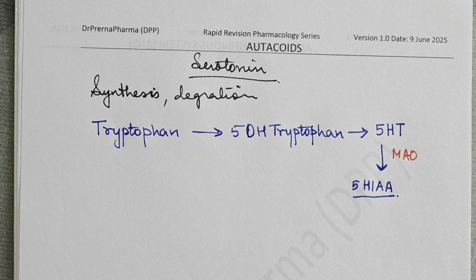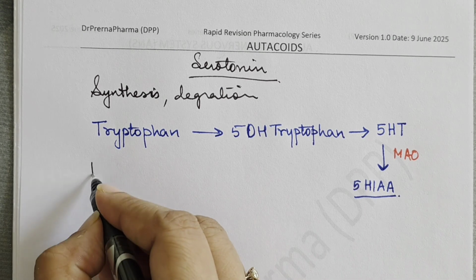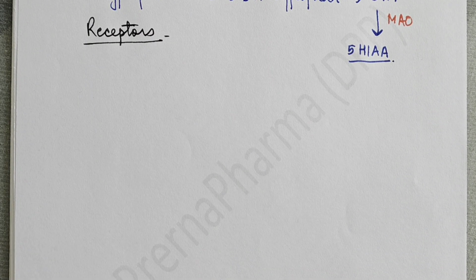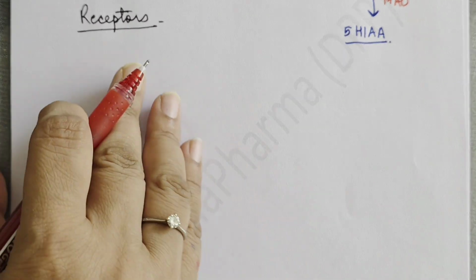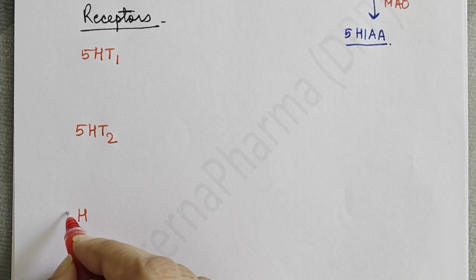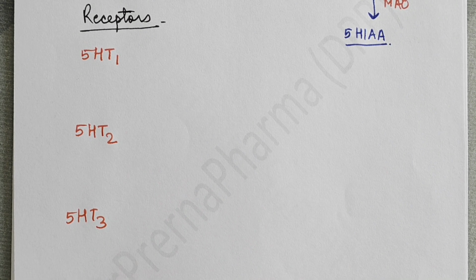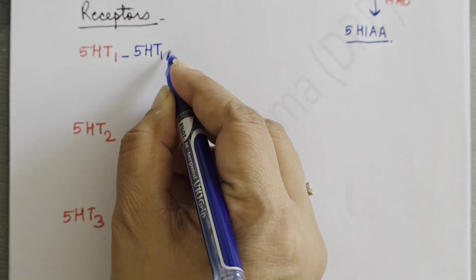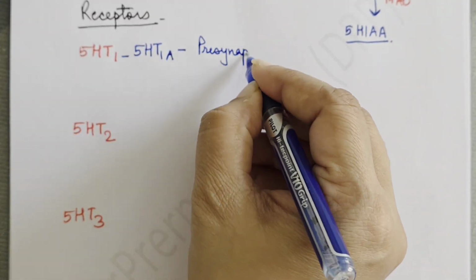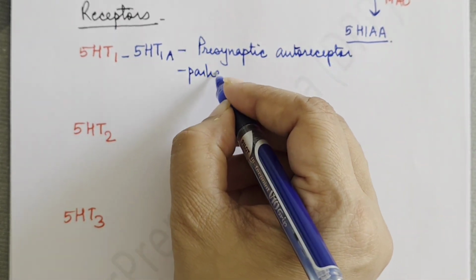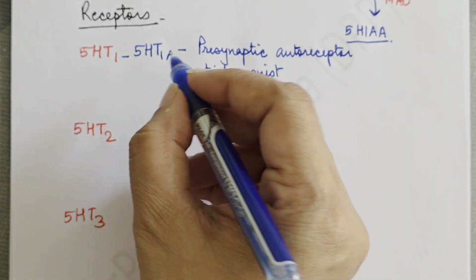Serotonin is mainly synthesized in platelets and enterochromaffin cells, which are present in the gastric mucosa. Coming to the receptors, the receptors of serotonin are very important, and there are a lot of them, so we need to understand them properly. The receptors are 5-HT1, 5-HT2, 5-HT3, 5-HT4. Let's see them one by one. 5-HT1 is basically 5-HT1A. It is a presynaptic autoreceptor.